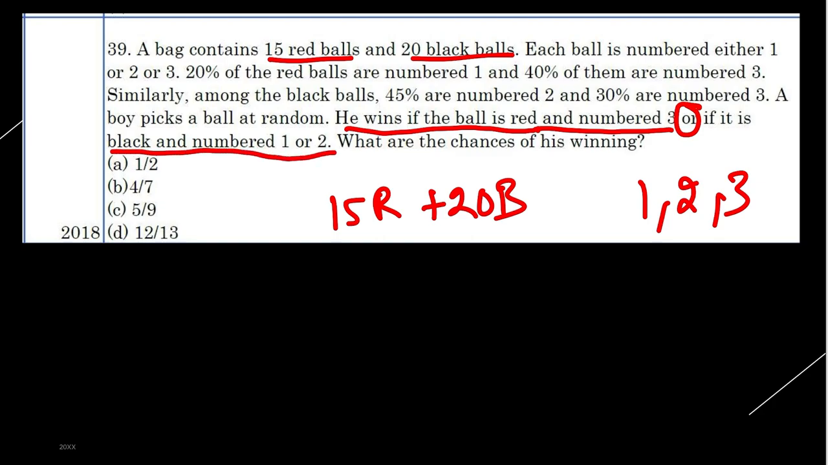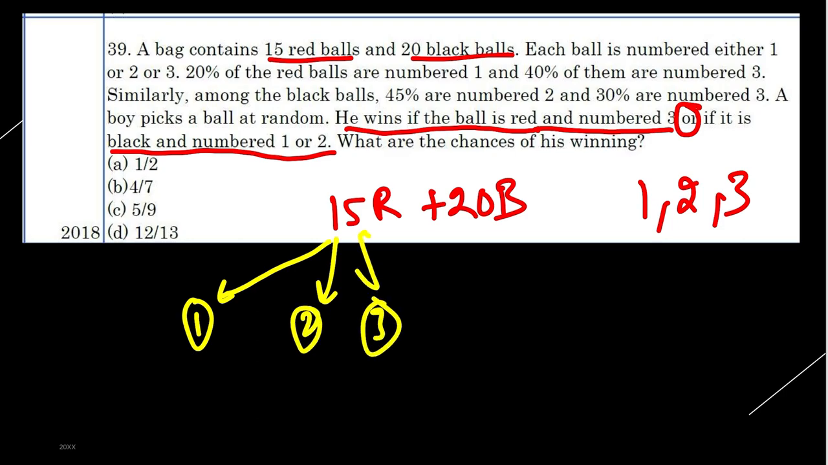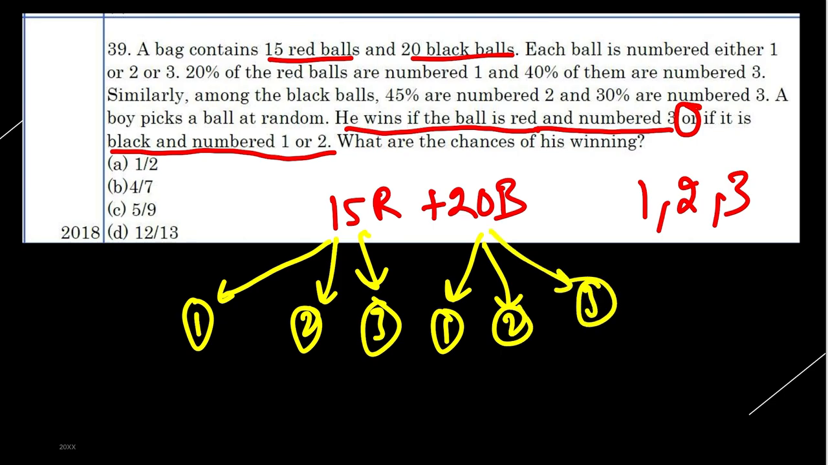Right? So what the question says is we have 15 red balls and 20 black balls. Out of these red balls, I have some number 1, number 2 and number 3. And black balls also I have number 1, number 2 and number 3. In number 1, if I have a red ball and it is number 1, it is 20% of the red balls. So 20% of red balls means 20% of 15 balls. So what is 20% of 15 balls? You can calculate, you will find 3 balls. So 3 red balls are number 1.